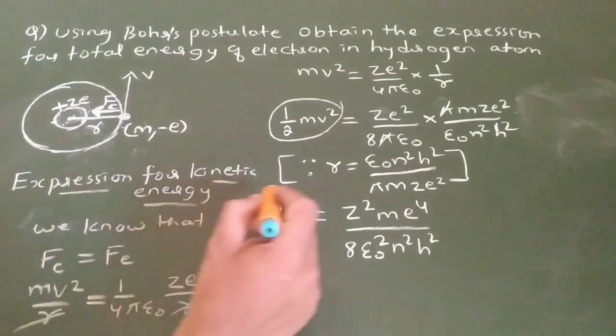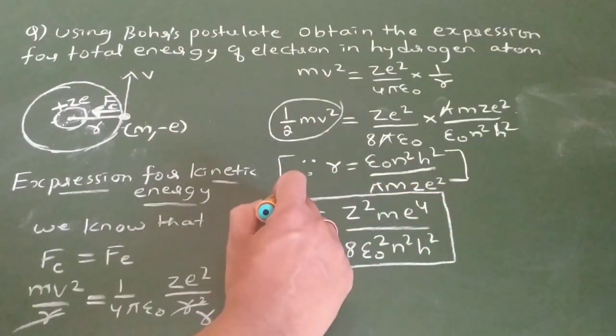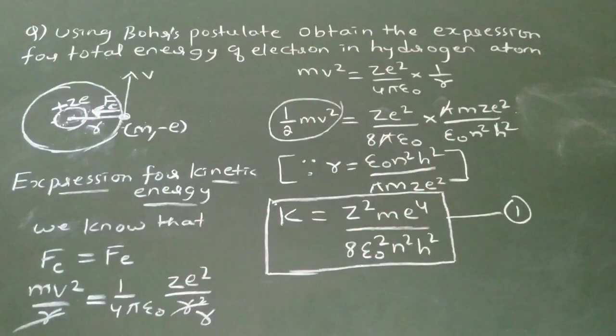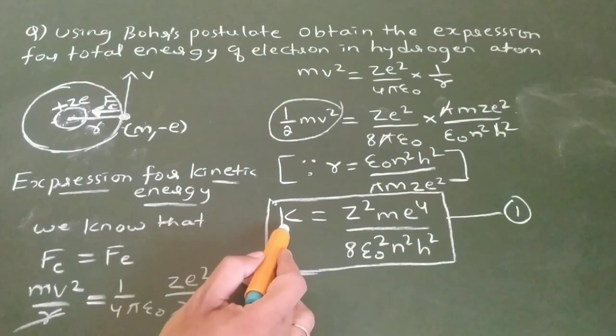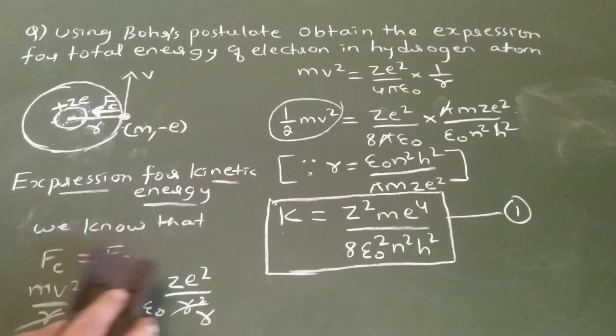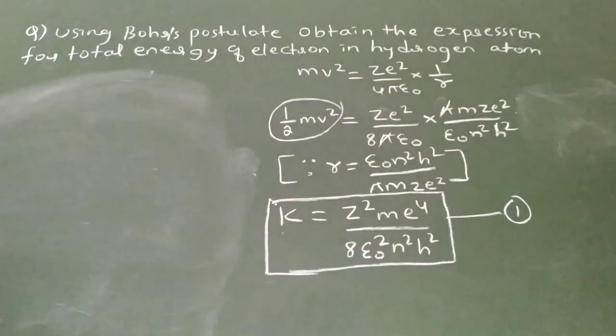So this is kinetic energy. Let us keep this as equation 1. This is the kinetic energy in terms of n. Are you getting that? I am going to rub here. What is our target next? To find potential energy. So I am going to rub this now and find the potential energy.